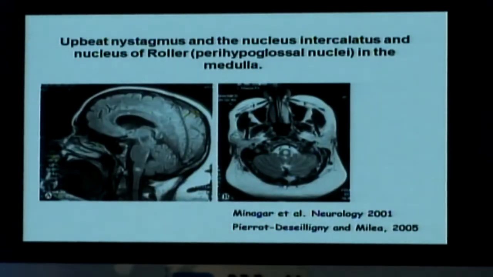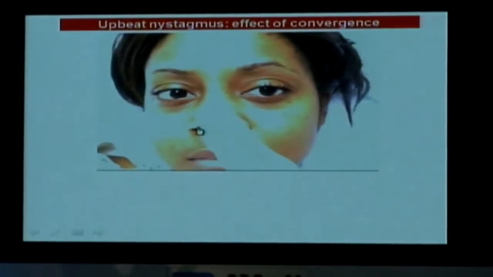Okay, and when it's like this, we usually know where the lesion is. It's usually in the medulla, and it's usually in these nuclei called the perihypoglossal nuclei, right near the vestibular nuclei. I don't care if you remember the name, but remember the medulla. Here are the lesions there, and that would be localization of upbeat nystagmus.